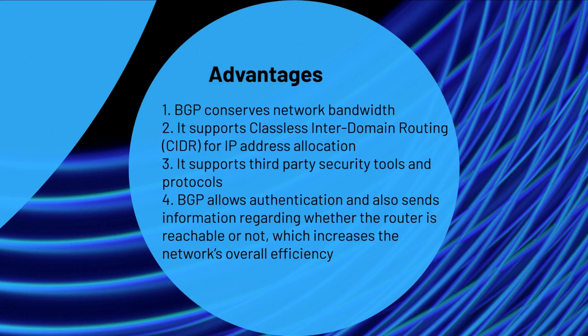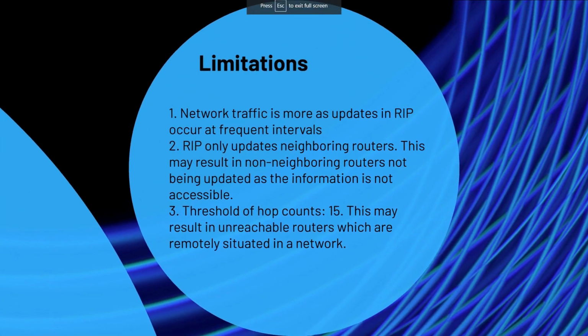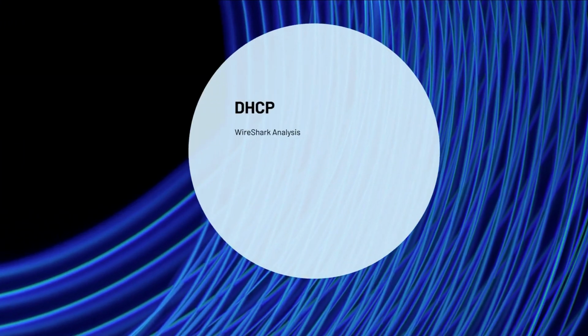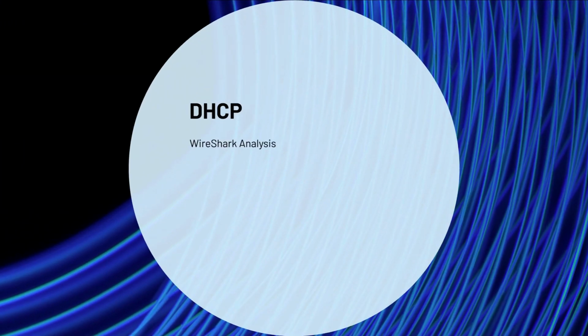Some of the advantages are as follows. BGP conserves network bandwidth. It supports classless inter-domain routing for IP address allocation. It supports third-party security tools and protocols. BGP allows authentication and also sends information regarding whether the router is reachable or not, which increases the network's overall efficiency.